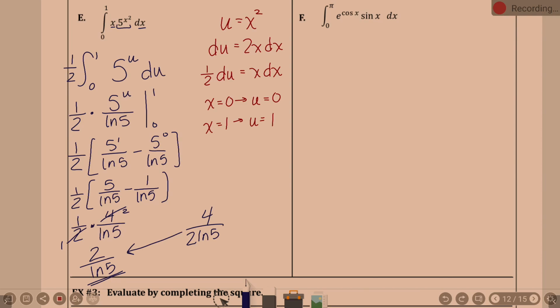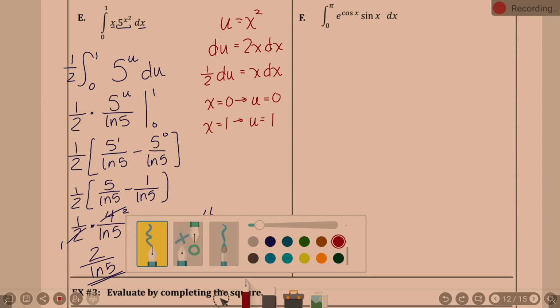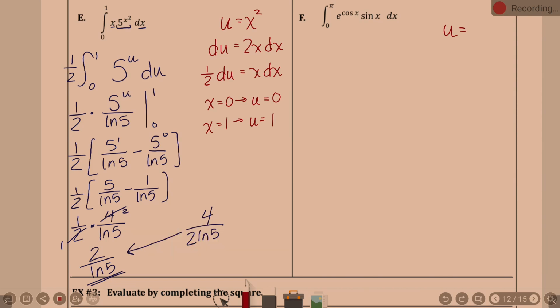Okay, F. It's Tuesday, right? It's a rough day. Cosine x. U is cosine x. Du. What's the derivative of cosine x? Negative sine x dx. We don't have a negative, so we'll put the negative over here. Negative du is equal to sine x dx.